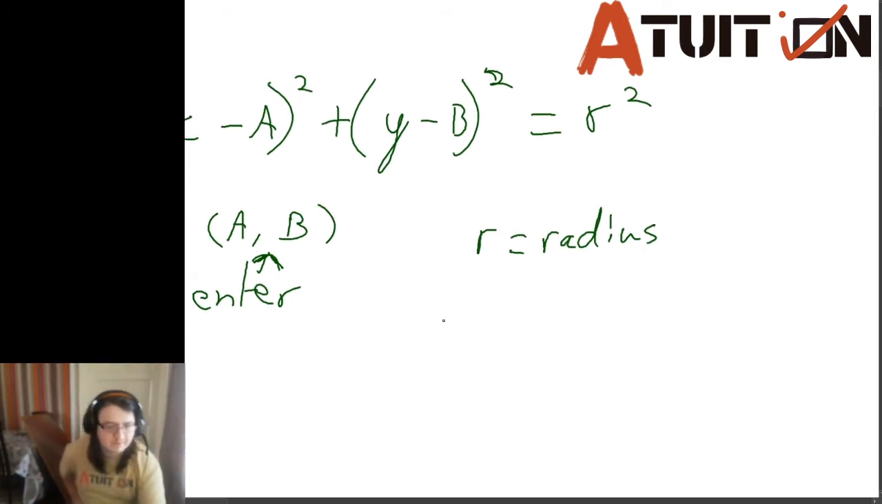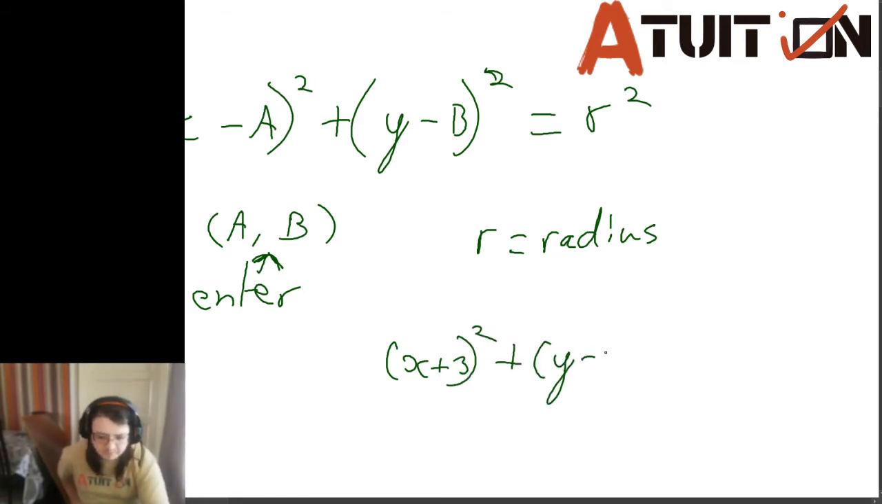So an example of this is if we had (x plus 3) squared plus, let's say, (y minus 2) squared equals 100.